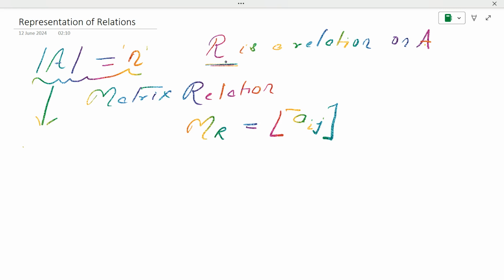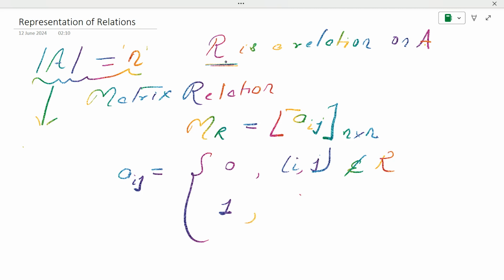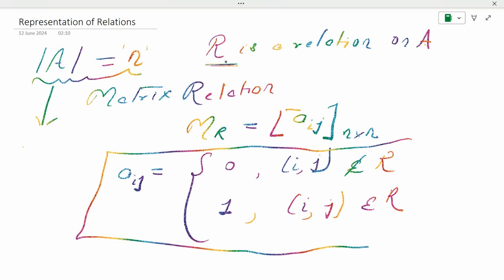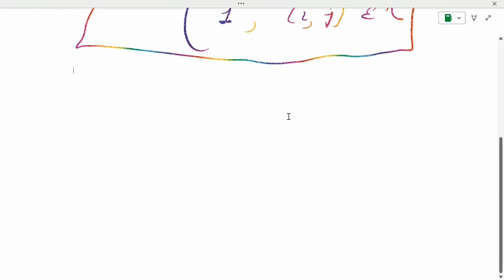So if it is n cross n, then MR, the matrix relation, will be an n cross n matrix where aij can be either 0 or 1. 0 means (i, j) does not belong to R, and 1 means (i, j) belongs to R. So 1 indicates that (i, j) belongs to R, and 0 indicates that (i, j) does not belong to R. Now what does that mean, we'll see in this part, which is called a digraph.